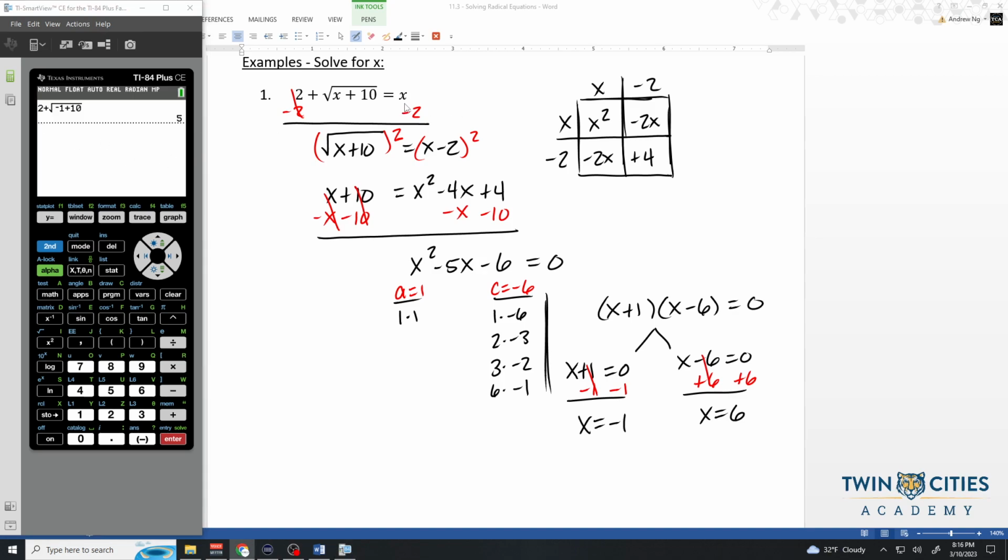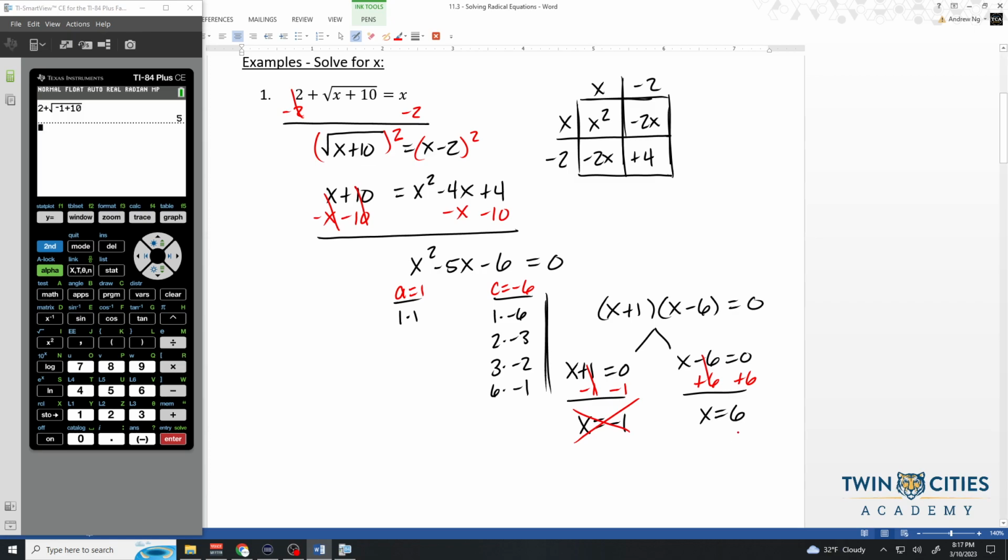But the right side, just plug in x equals -1, that would be -1. Well, 5 is not equal to -1, so that's a false statement. So that means x equals -1 is not a real solution. This is an extraneous solution.